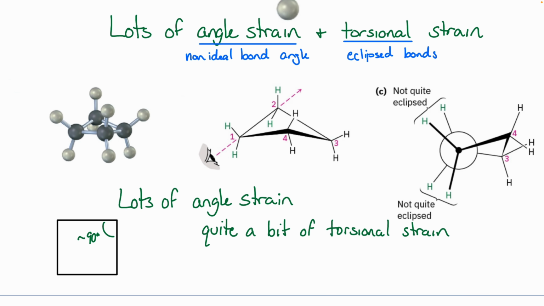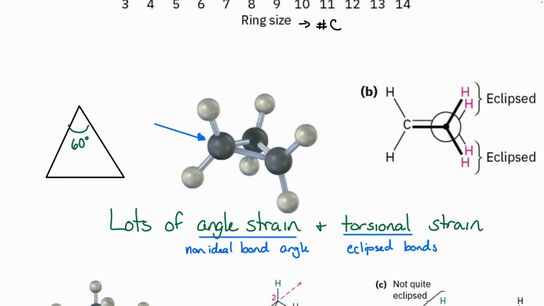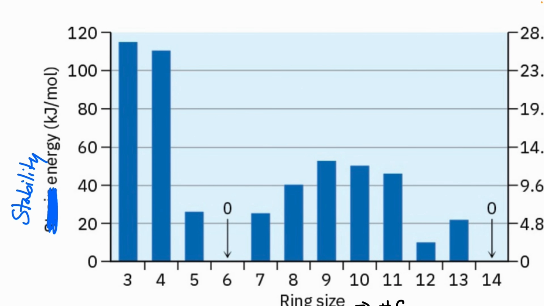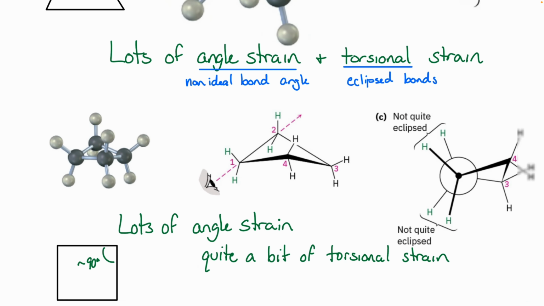And I think this picture is being a little bit generous because if we just go to the numbers here, how much did we relieve that torsional and angle strain? Not much, right? They're not that much more stable than that triangle is. So we still got quite a bit of angle strain and torsional strain in that four-membered ring.